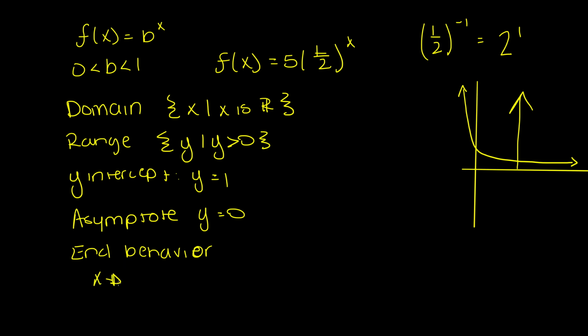As x approaches negative infinity, we see that this goes up to infinity. So y goes to infinity. But as x goes to infinity, we get closer and closer to a horizontal asymptote of 0. So y approaches 0.